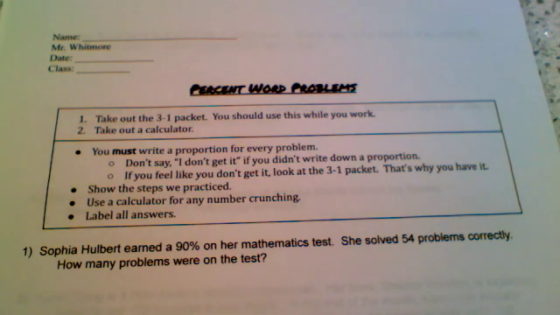At the end of class, you must pass in this worksheet with all of the problems finished to receive full credit. If you do not, you'll receive a 0. I expect that you're going to write a proportion for every problem, and you're going to show the steps that it takes to solve that proportion. I also expect that you're going to label your answers. If you do all those things, you will get a 100% as long as you pass in the assignment.